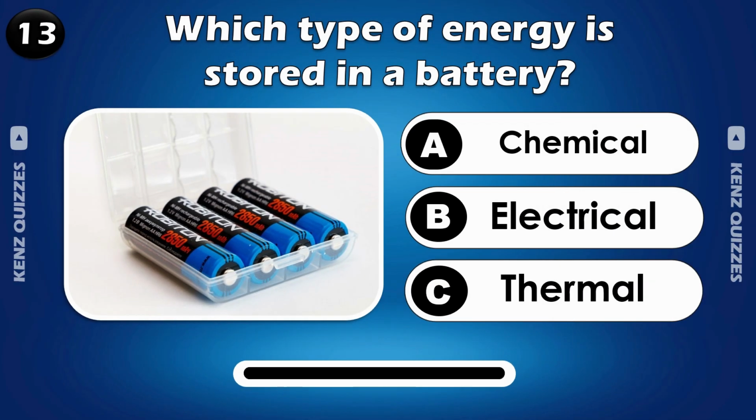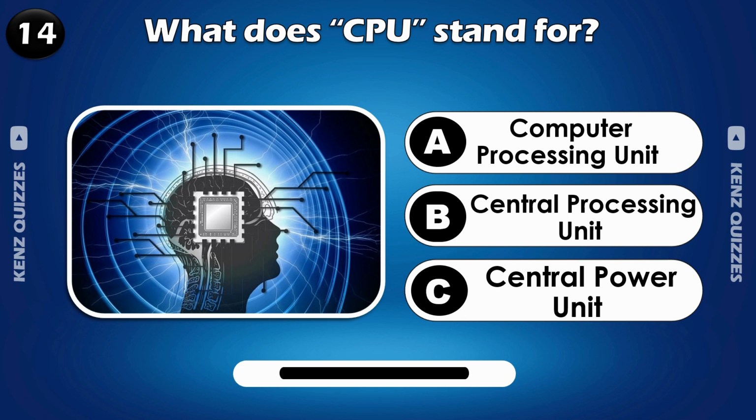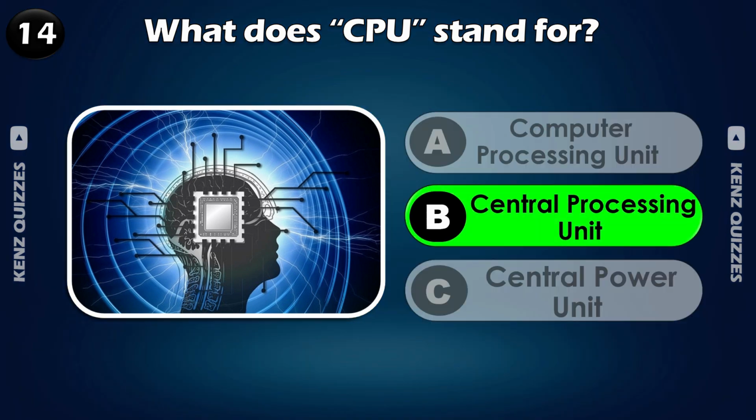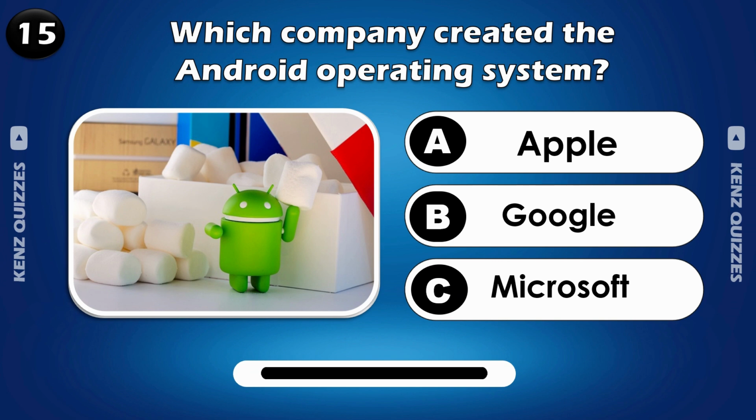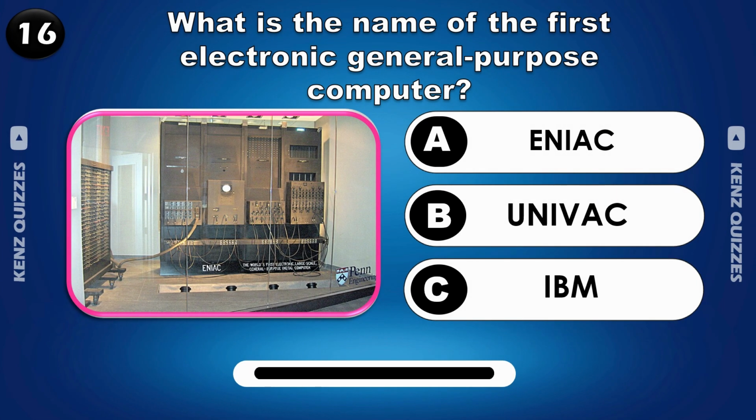Gravity. Which type of energy is stored in a battery? Chemical. What does CPU stand for? Central Processing Unit. Which company created the Android operating system? Google. What is the name of the first electronic general purpose computer?